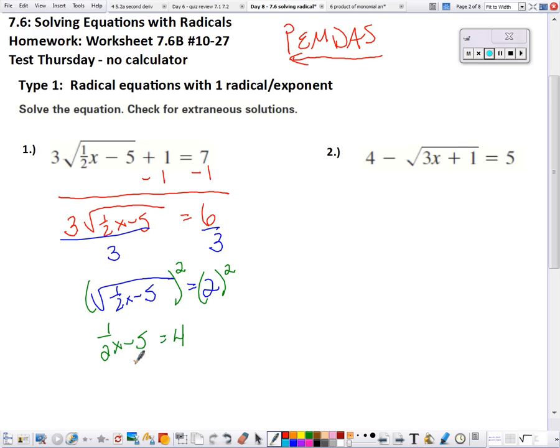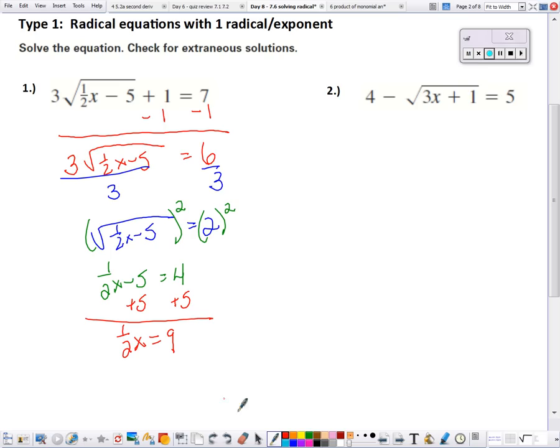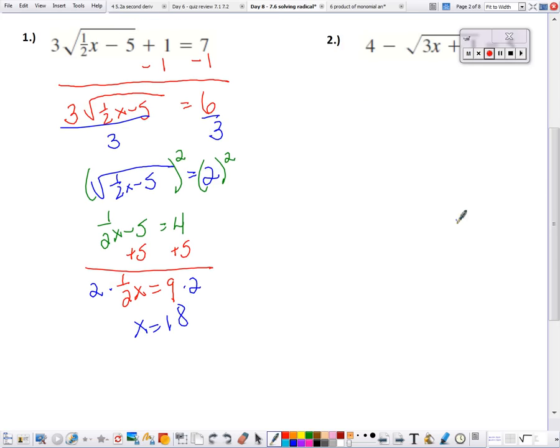And now keep solving. I'm going to add the 5. And to eliminate that 1/2, we're going to multiply both sides by 2. We get x is 18. But we have to check it. So I'm going to take 18 and plug it back into the original and see if we get a correct solution.